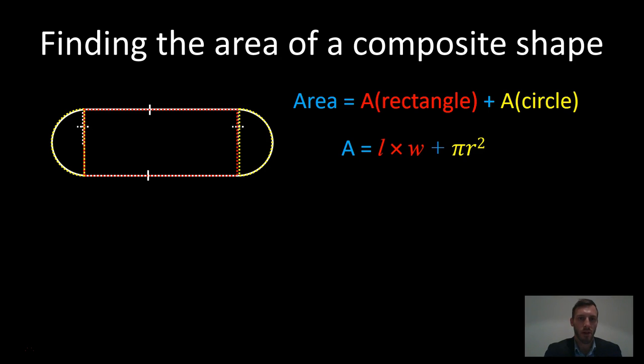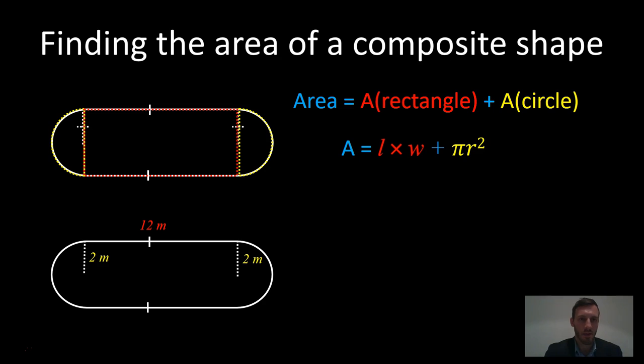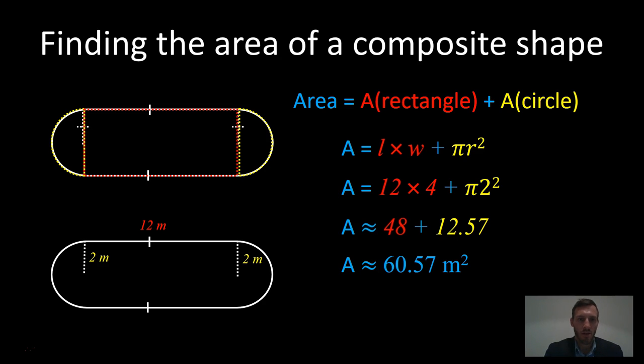So we write the formula for the area of a rectangle and the area of a circle. Now we're going to write our diagram with some numbers in it. And we can rewrite our formula and evaluate. So you can follow the steps through. And we get the area of this composite shape is 60.57 meters squared.